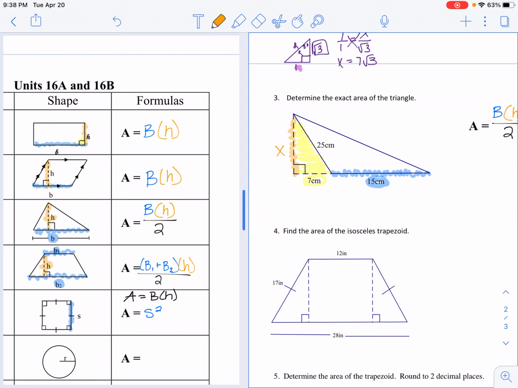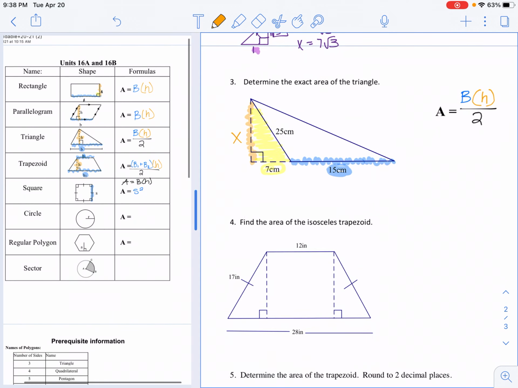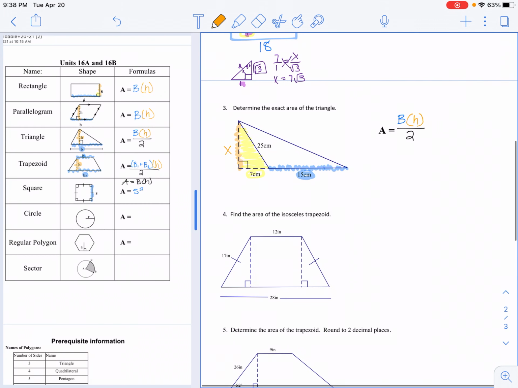All right, since your height is missing, what we want to do is find the height using our Pythagorean theorem. We know we're going to use our Pythagorean theorem because we have 2 sides with no angle measures. Go ahead, pause the video, do the Pythagorean theorem to find the height, and then plug it into the formula to find the area. All right, so hopefully we have our answer.